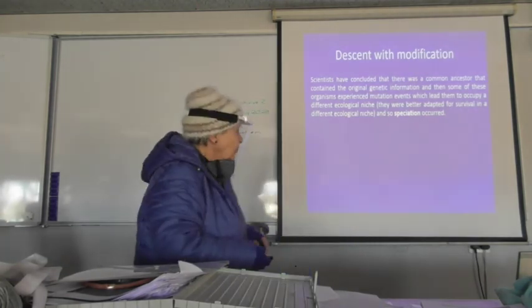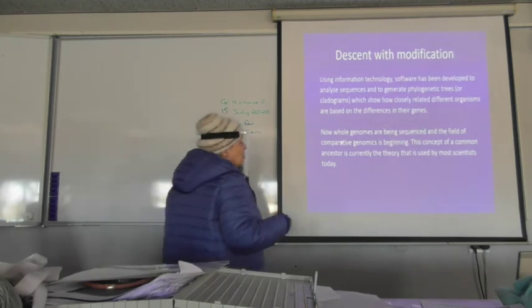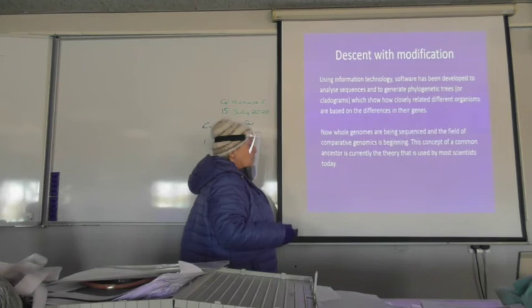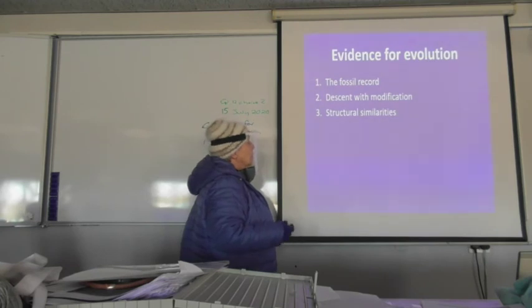Okay. All right. So now whole genomes are being sequenced and the field of comparative genomics has been beginning, and this concept of common ancestors is currently the theory that most scientists use today.